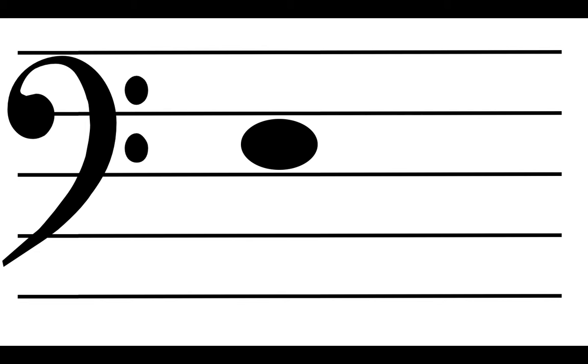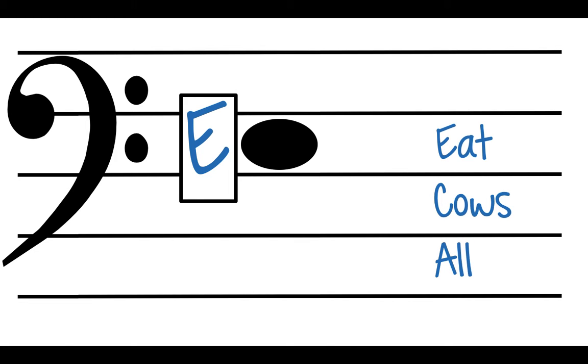Go ahead and pause if you need more time, but I'm going to talk us through what note this is. This is a space note. There is a line on top and a line on bottom, so we know it's a space note. So we say our new sentence, all cows eat. This note would be E.